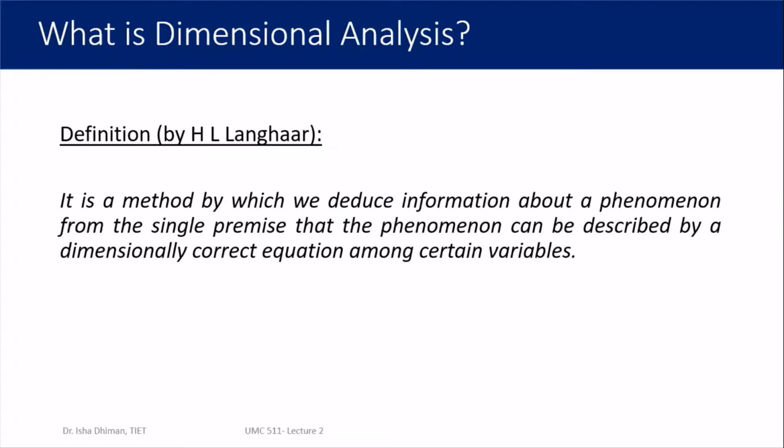Let me begin with a formal definition given by a famous mathematician, H.L. Langhaar. It is a method by which we deduce information about a phenomenon from the single premise that the phenomenon can be described by a dimensionally correct equation among certain variables. Firstly, we need to understand what we are actually trying to do. Before doing dimensional analysis, we have already figured out what real world phenomenon we are going to study, for which process we are going to construct a mathematical model. So that is the phenomenon here.